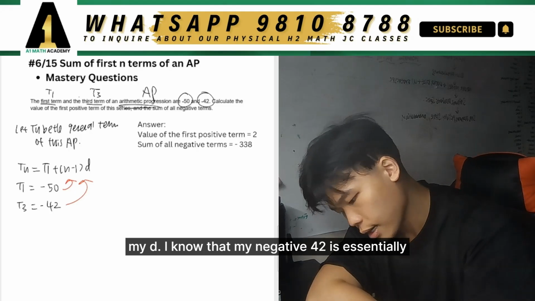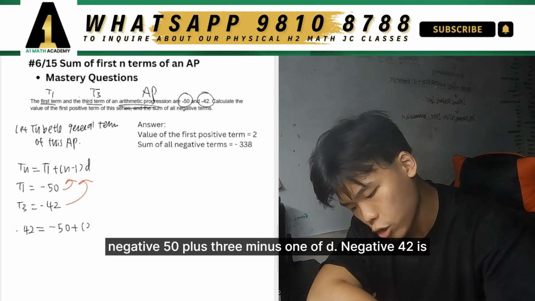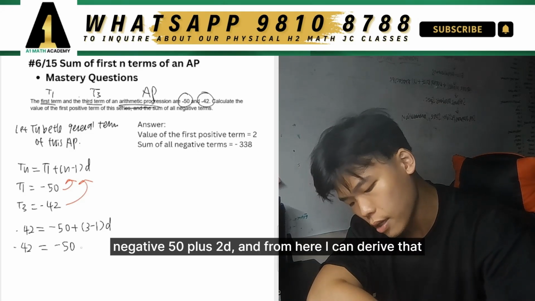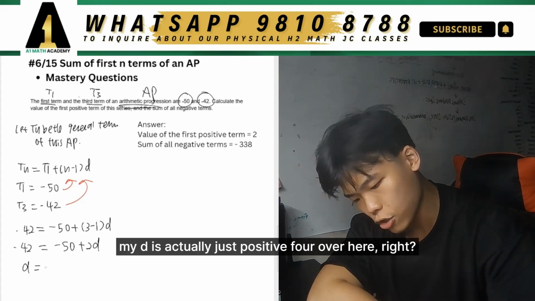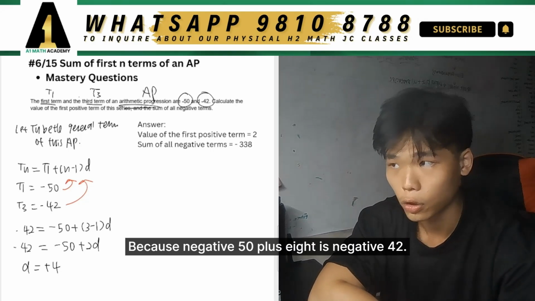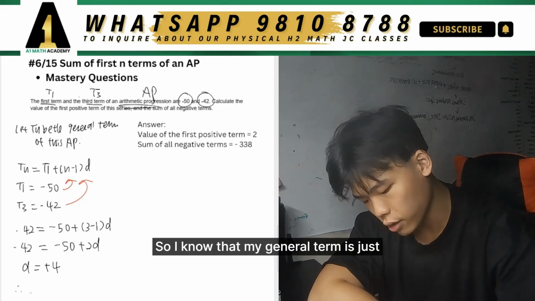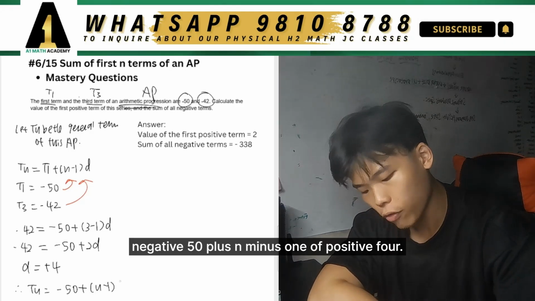I know that my negative 42 is essentially negative 50 plus 3 minus 1 of d. Negative 42 is negative 50 plus 2d. And from here, I can derive that my d is actually just positive 4 over here, right? Because negative 50 plus 8 is negative 42. So I know that my general term is just negative 50 plus n minus 1 of positive 4.